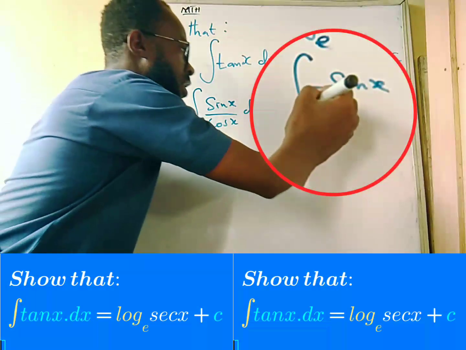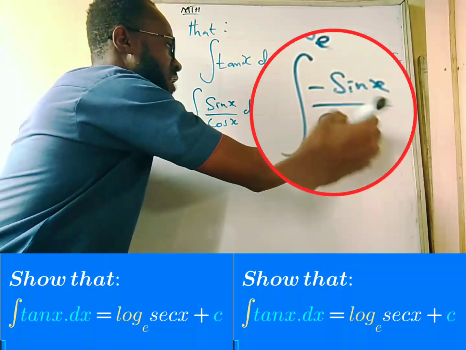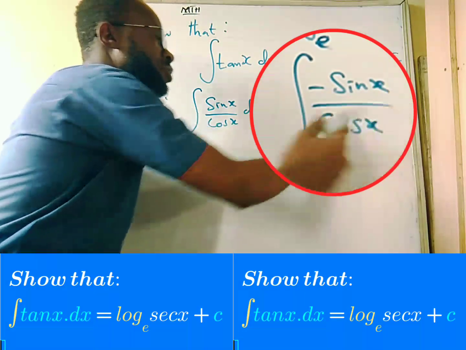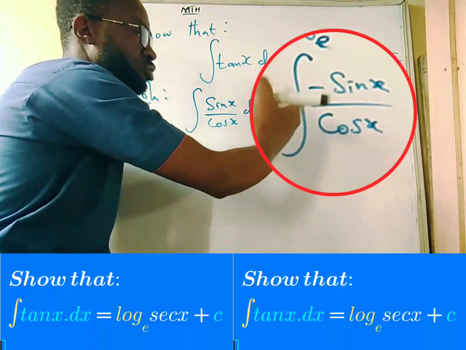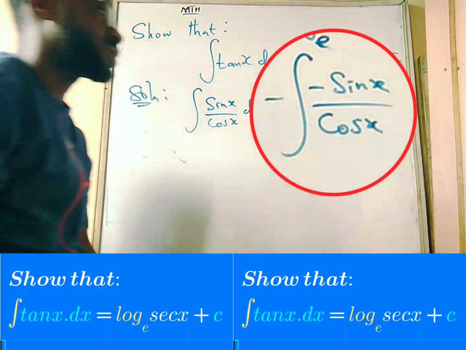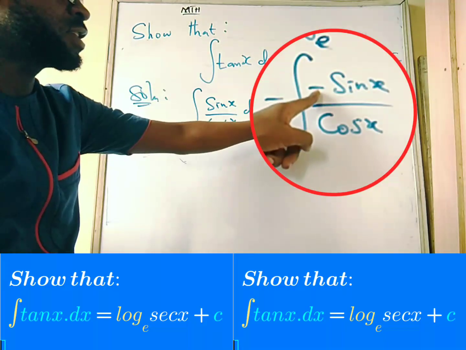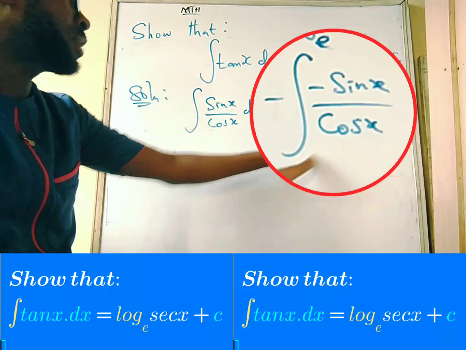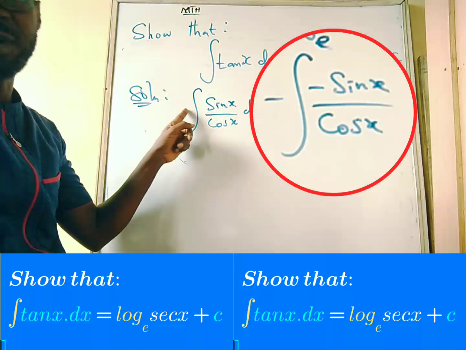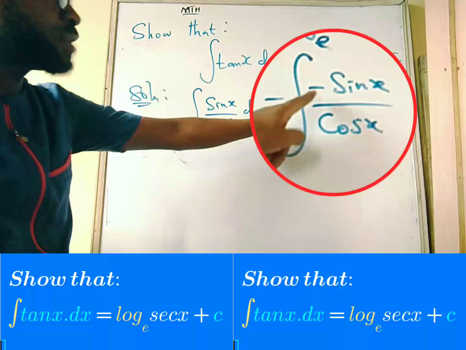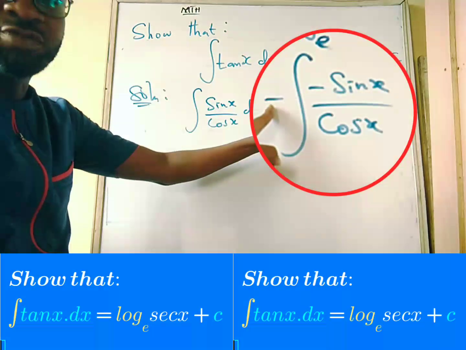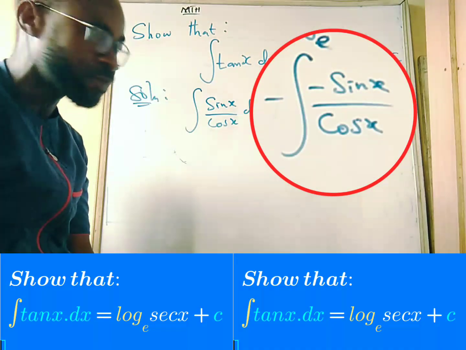As I introduce a minus sign to the top, I'm going to balance it by putting another minus sign outside, because this minus sign here will counter this, and that will take this particular problem back to its original form. So introducing this minus sign, I must balance it with another one.